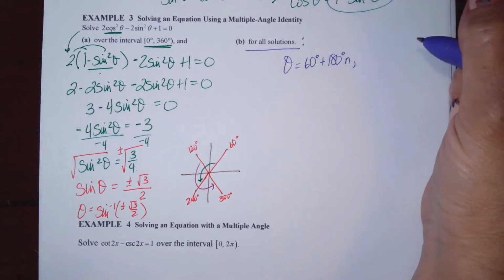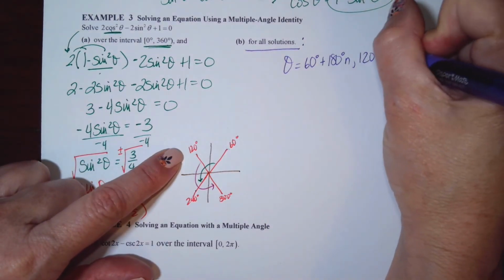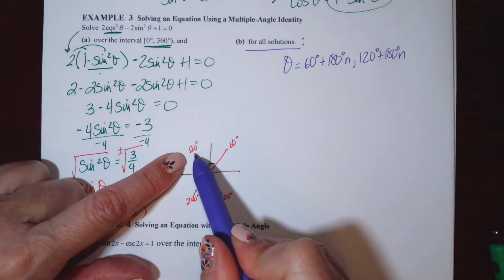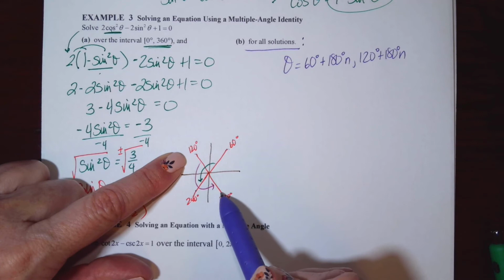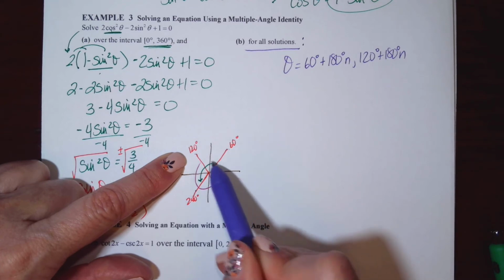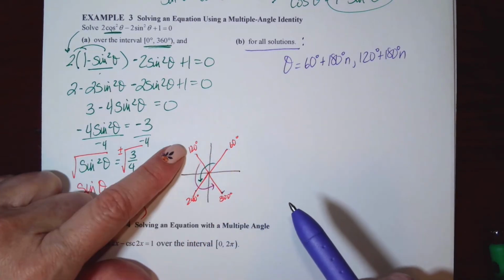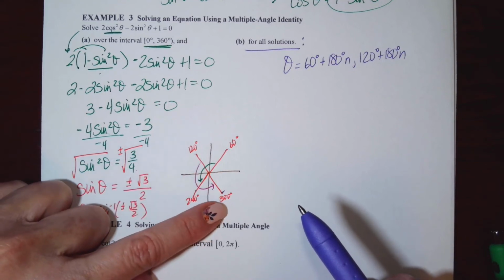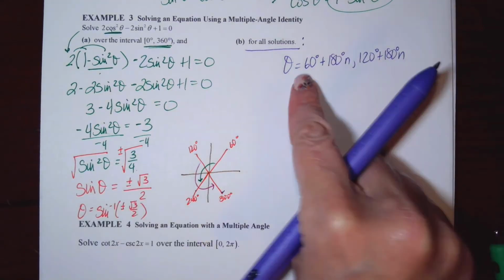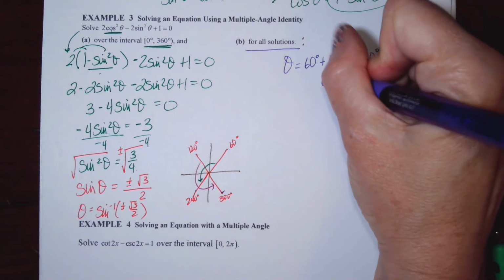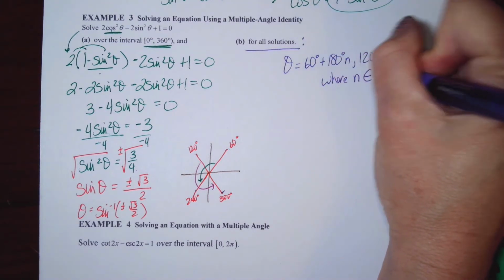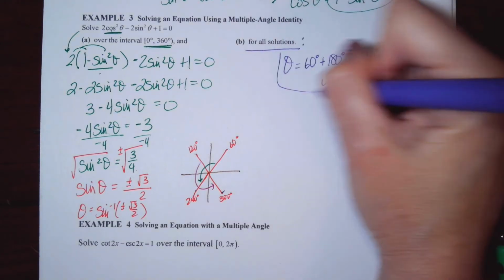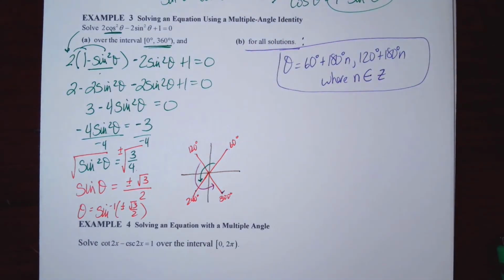And then I also have to say 120 plus 180n, because that gets me this set of angles as well as this set of angles, because these are opposites of each other. One has a positive square root 3 over 2, one has a negative square root 3 over 2. So there are my all solution statements where n is an element of integers. So there are all possible solutions.